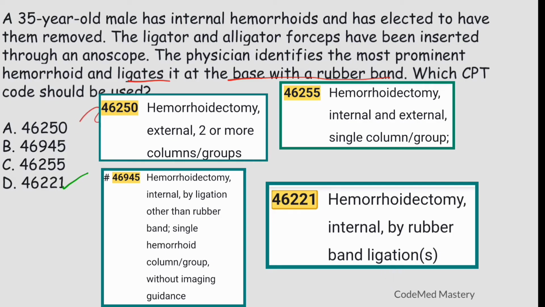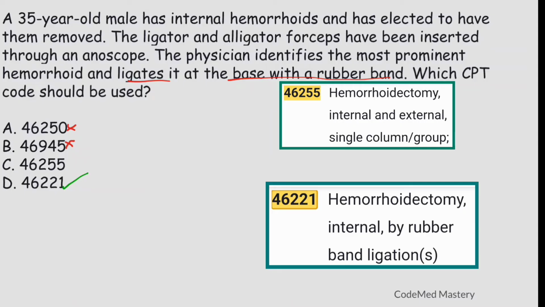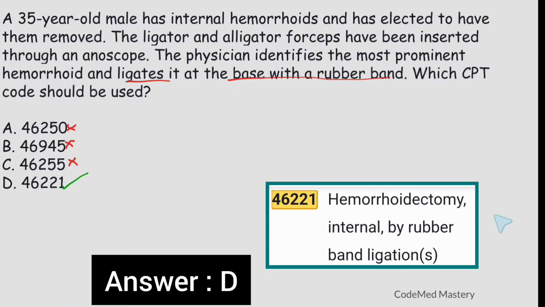So eliminate option A, and option B, 46945, is for hemorrhoidectomy internal by ligation other than rubber band. But in the scenario, there is ligation with rubber band. So eliminate option B. And option C, 46255, is for hemorrhoidectomy internal and external single column group. That is also not matching with the scenario. So eliminate option C. Option D is the right answer. Let us move on to the next question.